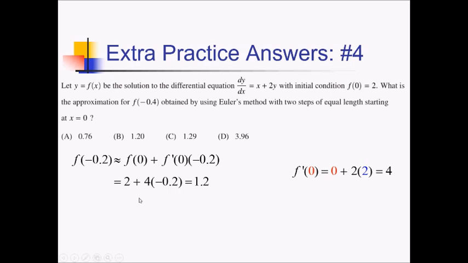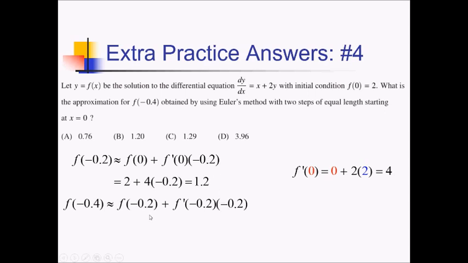And we move on. So we have to go back again by another negative 0.2. That would take us all the way back to f of negative 0.4, which is what we ultimately want to find on this one. So to get there, I need to do f of negative 0.2, which we just found, by the way, plus f prime of negative 0.2 times our step size of negative 0.2.